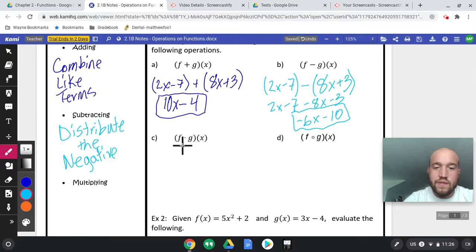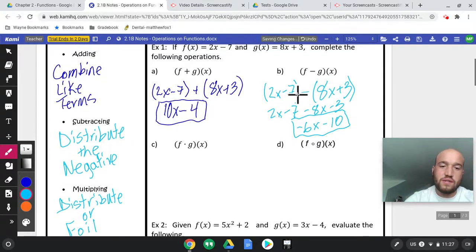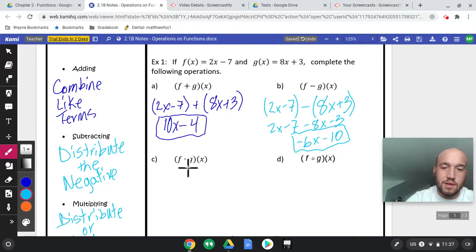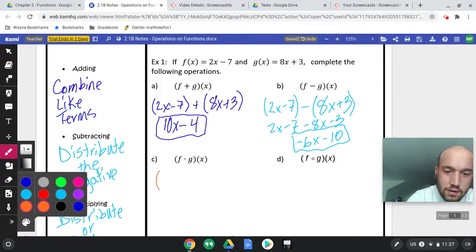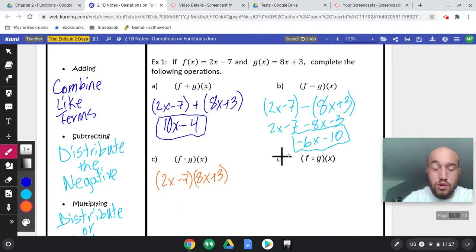So now, f times g of x. This time we're multiplying, so we're going to either have to distribute or FOIL depending on the problem. So we want to start off, let's write it exactly the same way as we did up here, except there will be a multiplication in the middle. So we can do that as 2x minus 7 times 8x plus 3. So we're multiplying those, and in this case, since we have two terms on both of them, we're going to want to FOIL.